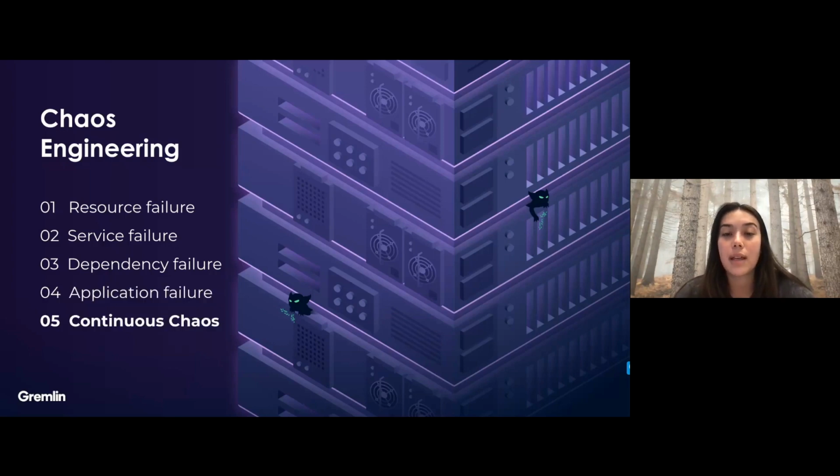And from there, again, we want to automate it and have continuous chaos. Once you have confidence in resiliency to a particular failure mode, you want to automate it to prevent drift into failure and any human errors.